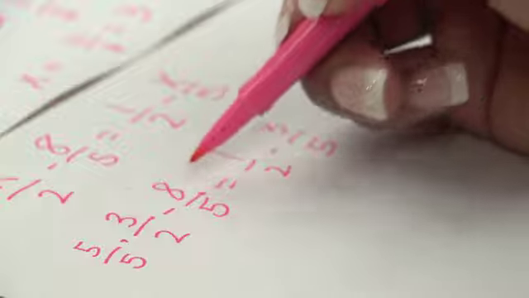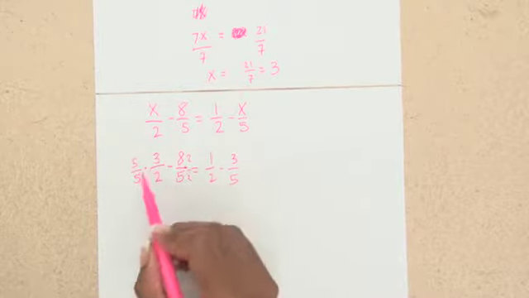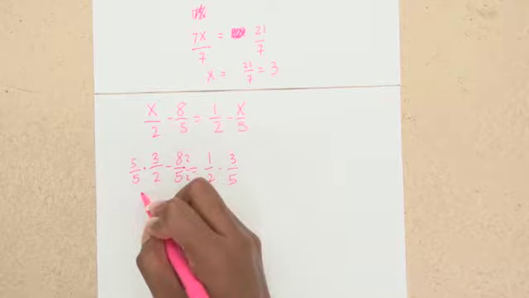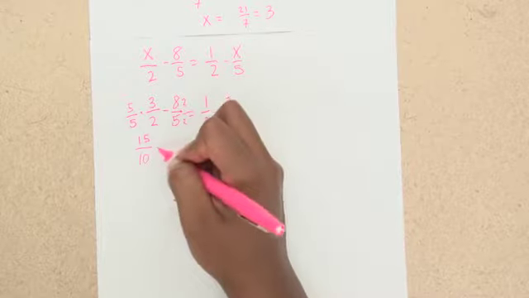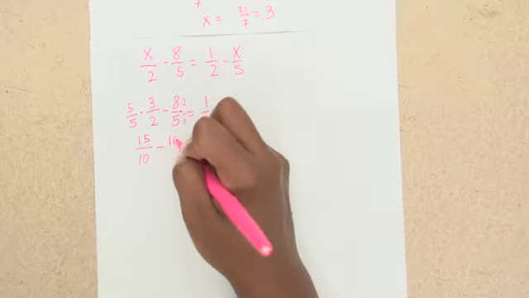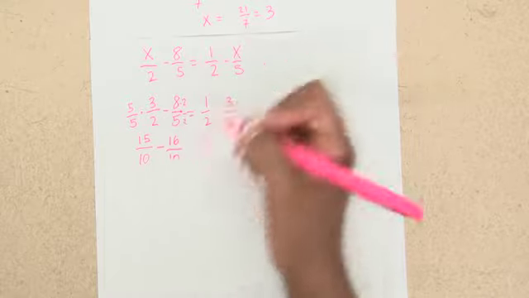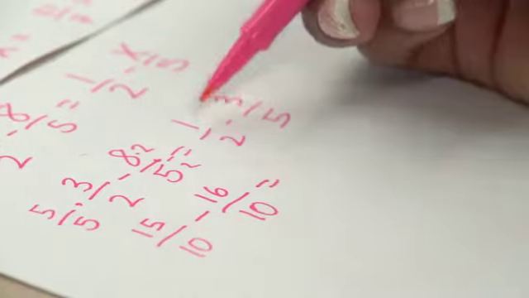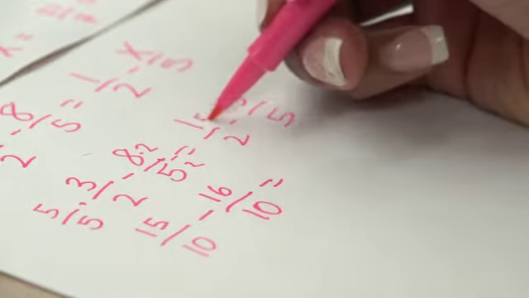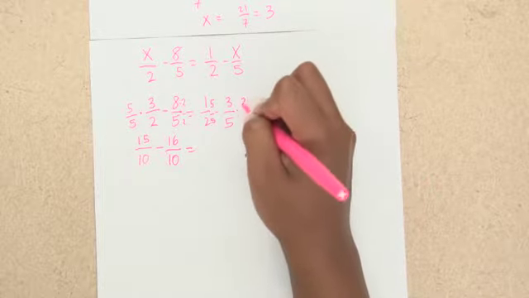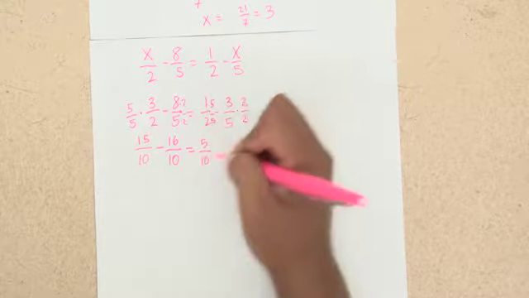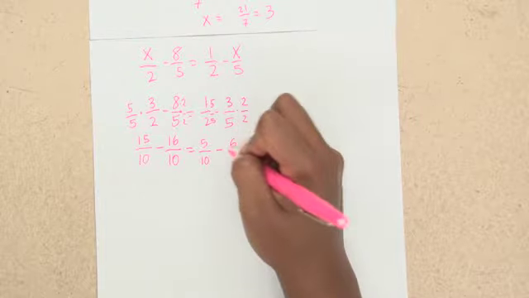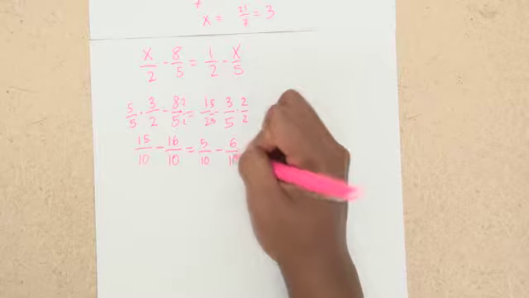So we're going to cut the 3 halves 5 over 5 times, and the 8/5, 2 over 2 times. So we multiply straight across. 5 times 3 is 15. 5 times 2 is 10. And we're going to subtract off 8 times 2, which is 16, over 5 times 2, which is 10. We're going to do the same thing with the other side. So we're going to cut 1/2 5 over 5 times, and we're going to cut 3/5 2 over 2 times. So 5 times 1 is 5. 2 times 5 is 10. Minus 3 times 2 is 6, over 5 times 2 is 10.